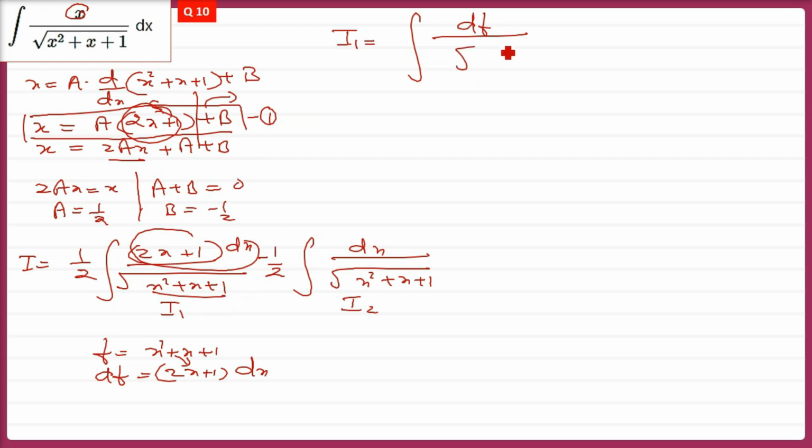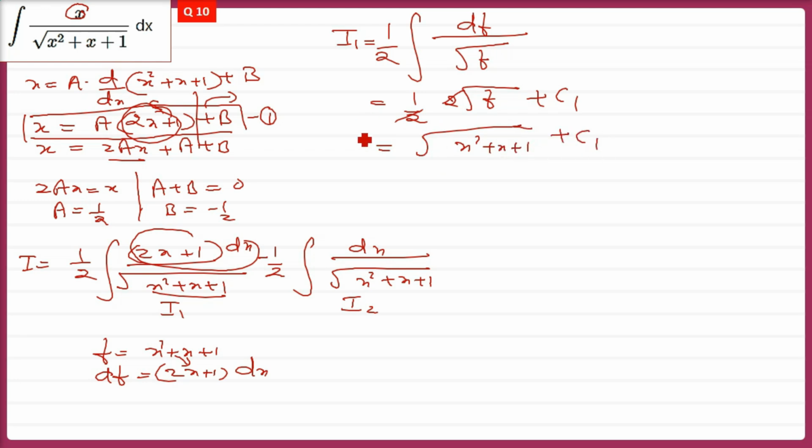What is inside under root? It's t. Half is already there. And integration of dt by under root t is twice of under root t, plus constant of integration. 2 gets cancelled. You have under root t. T is simply x square plus x plus 1 plus constant of integration. This is your c1. Now coming to I2.